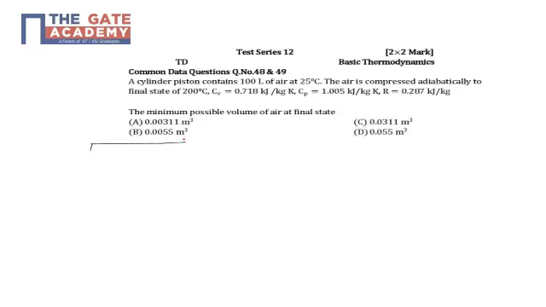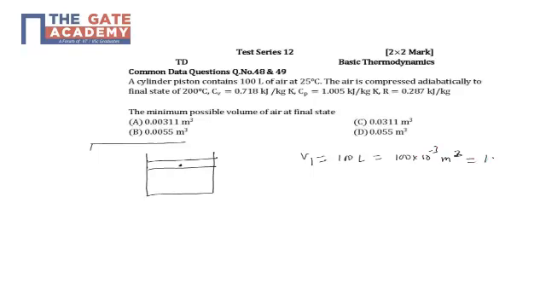Okay, so let's discuss a question from thermodynamics. It's a common data question. So you have a piston cylinder device where basically you want to compress this adiabatically, and the initial volume is 100 liters. So 1 liter is 10 power minus 3 meter cube. Basically 1 meter cube is 1000 liters.